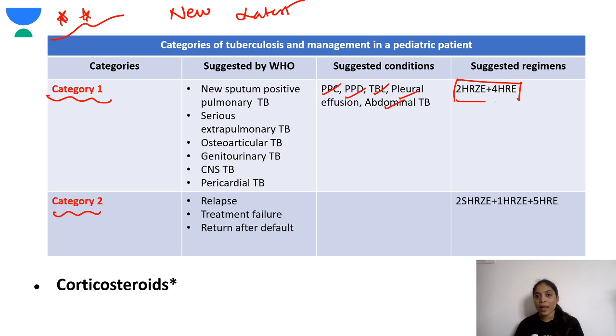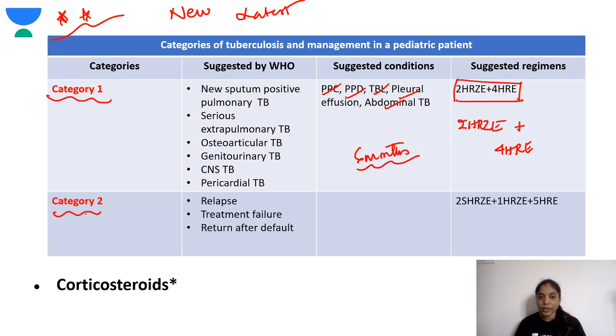The treatment also has changed. Now it is 2-HRZE plus 4-HRE. Ethambutol is also added now so that we prevent the chances of rifampicin resistance. Before, it was 4-HR, right? Now it is 2-HRZE plus 4-HRE. It's a 6 month regimen now.